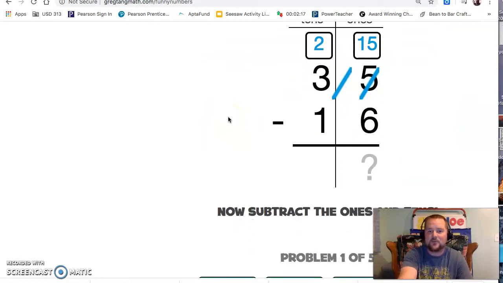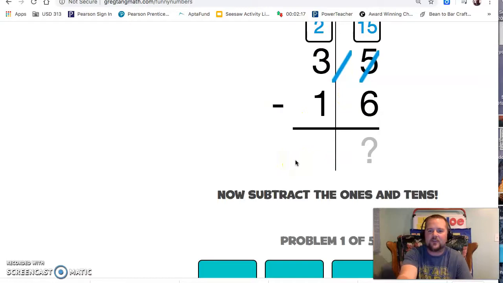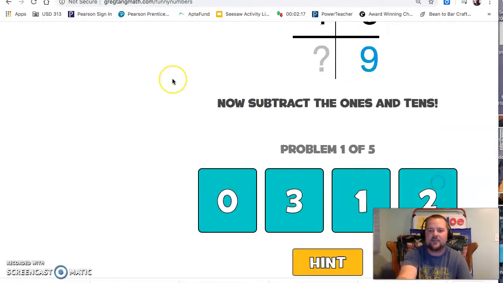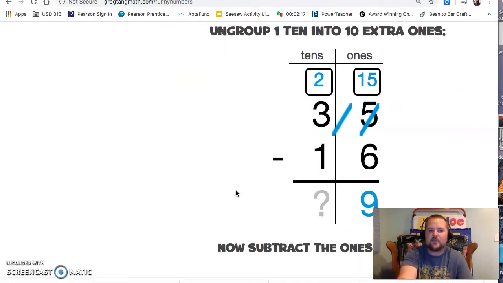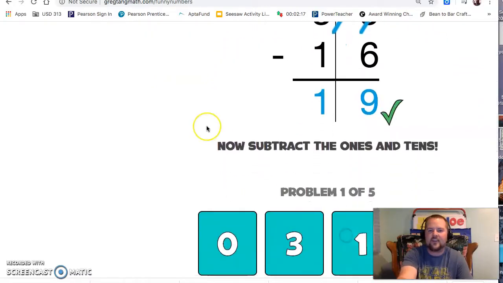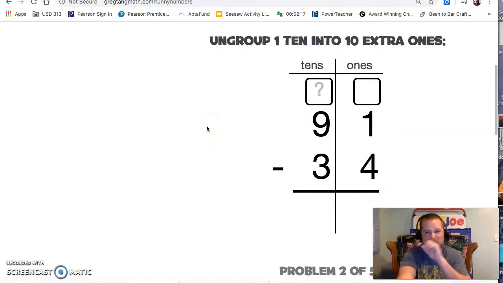Now we can subtract. 15 ones minus 6 ones equals, how many ones? 9 ones. 2 tens minus 1 ten equals 1 ten. Our answer is 19.